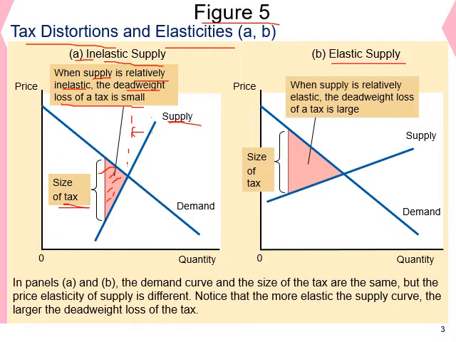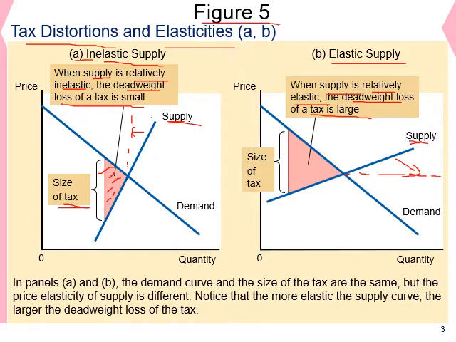Panel B deals with an elastic supply. When the supply curve is relatively elastic, the deadweight loss of the tax is larger. How do you know that the supply curve is elastic? The curve is going to be closer to a horizontal line. You can see that it's much flatter. If the curve is much flatter, then it's going to be relatively elastic.